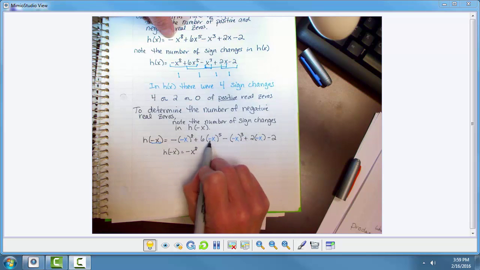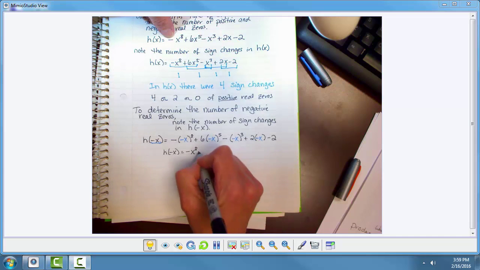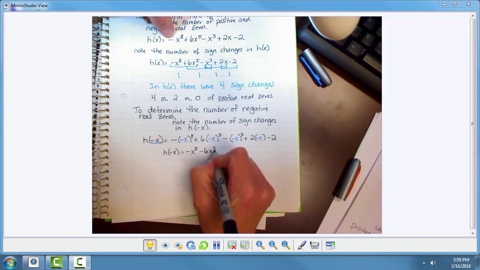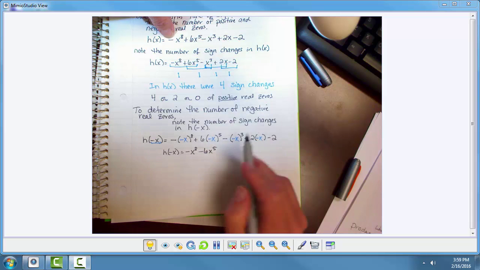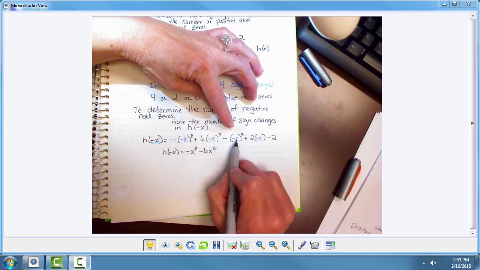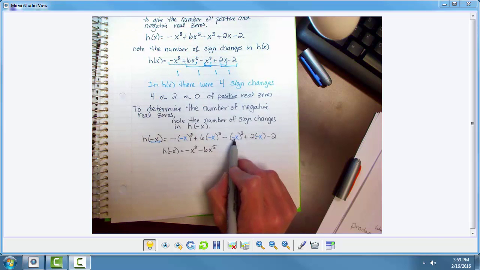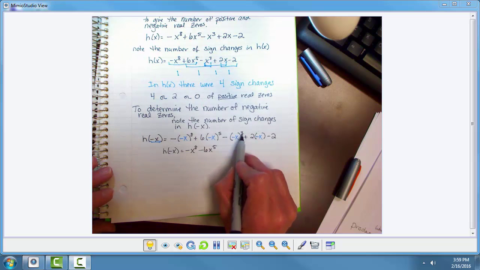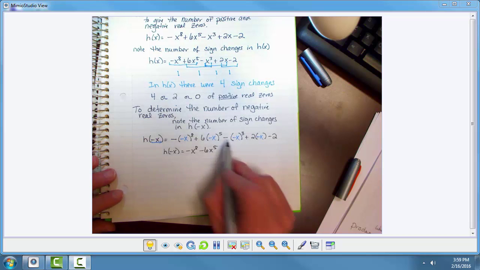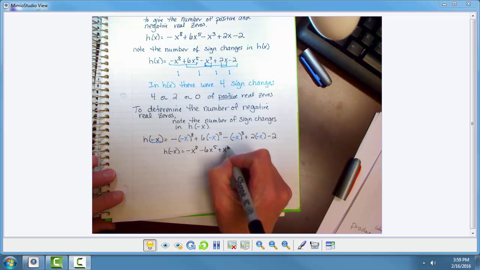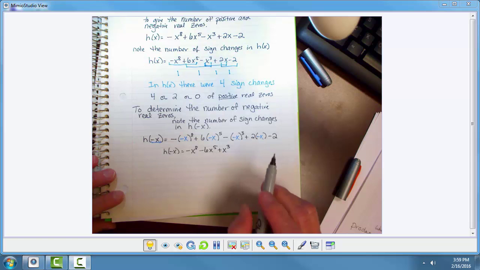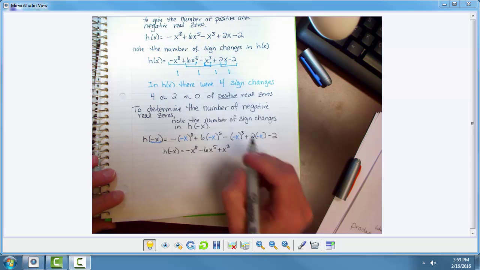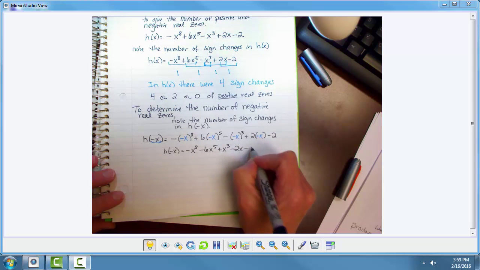And when you raise a negative to an odd power, it becomes negative. So this is negative x to the fifth times 6, so that will change. This is also negative here. So when you raise a negative to an odd power, it becomes negative. Then you'll have a negative times a negative, which will become positive. 2 times negative x is negative 2x minus 2.